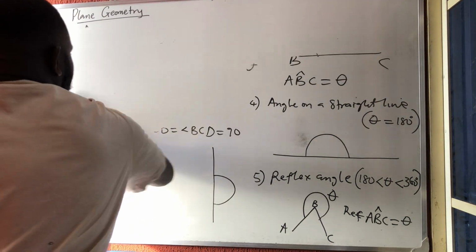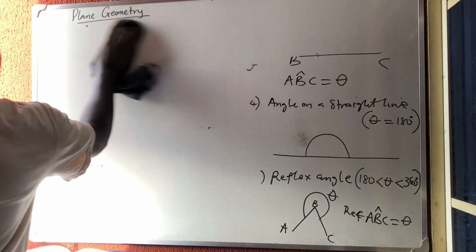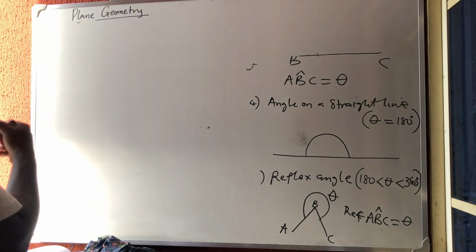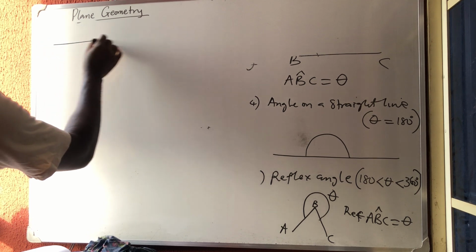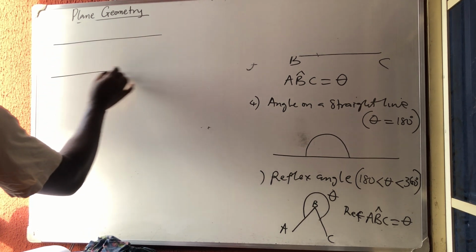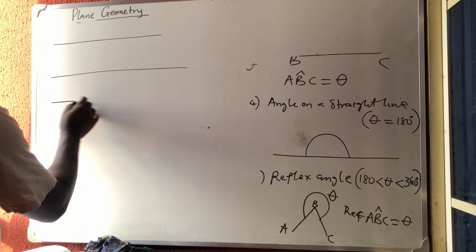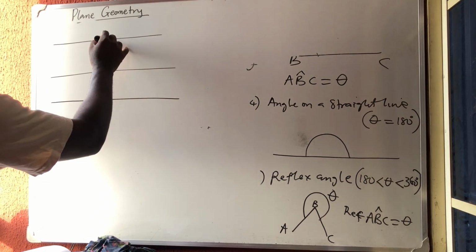Okay, the laws that are guiding them. For example, if I have something like this, let me have a parallel line. I want to get everything at once. Let me have a parallel line like this. In fact, let me draw 3 parallel lines. Okay, now what do we mean by parallel line?